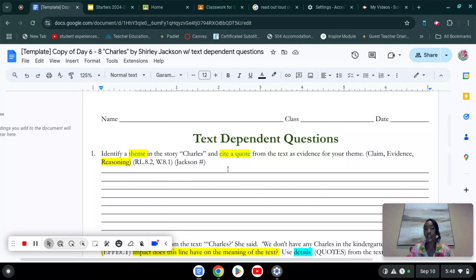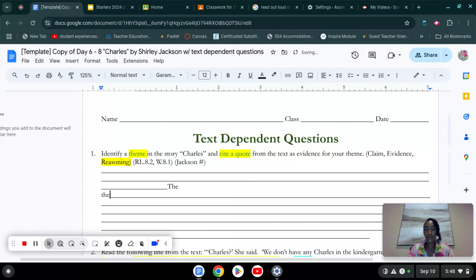What's my theme? Your sentence stem is going to be, "The theme in the story 'Charles' by Shirley Jackson is." This is sentence number 1. So I'm going to go ahead and put it in bold for you. You're going to tell me what your theme is.